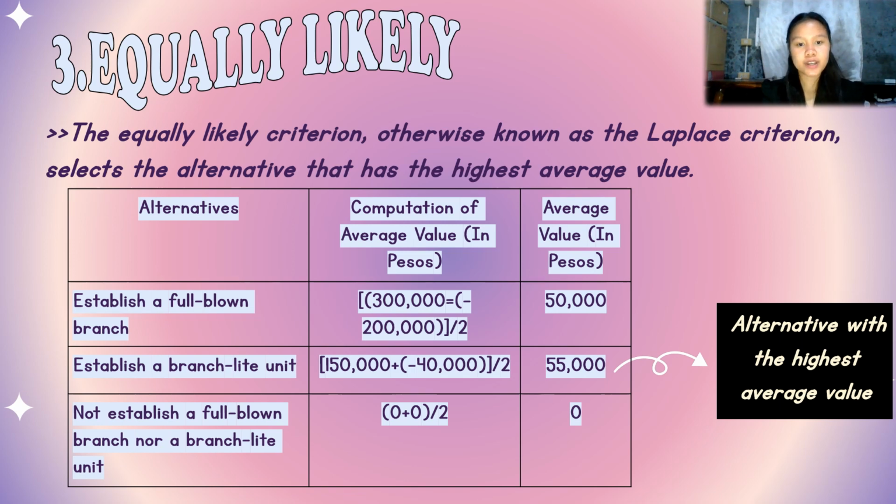In this criterion, the average value of every alternative is computed. Dito, kukunin mo yung sum of all outcomes, yung gain and loss in the alternative, divided by the number of outcomes. And the highest average value is selected. As we can see, the alternative with the highest average value is the establish a branch-like unit, may average value na 55,000 pesos.